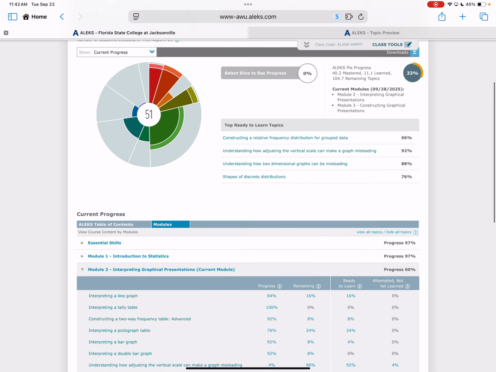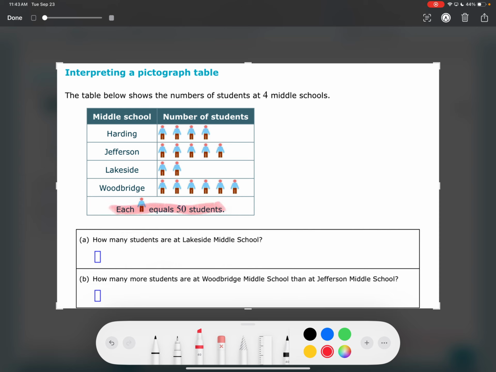A pictograph, again, people like to use this kind of thing because it is pretty or whatever. But pay attention to the key. Each person right here equals 50 students. So how many students are at Lakeside Middle? So Lakeside Middle is this one. So you would do what? 2 times 50. So there's 100 students. So pay attention to that key down there at the bottom.